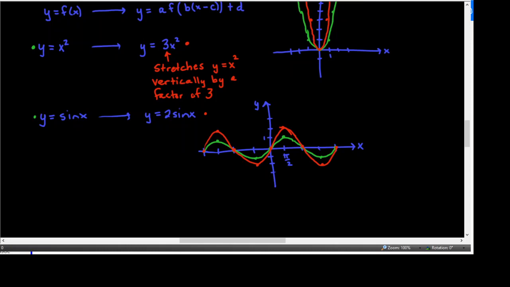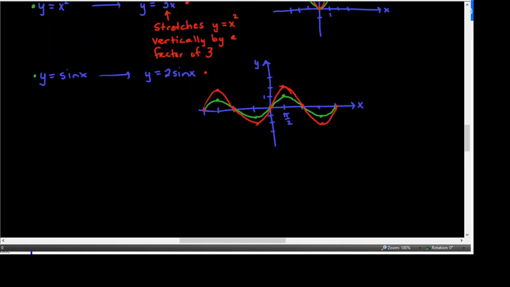Okay, so that's what A can do when A is positive, and I probably should have said that. 3 and 2 are both positive, so, well, I'll leave it at that. Just notice that A is positive, and we'll come back to that in a minute. What else can A do?